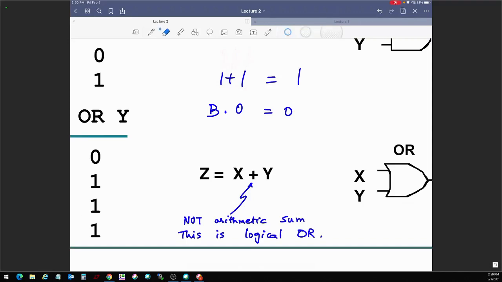Because in arithmetic algebra, things could take a value anywhere between 0 to 9. Now we are in the binary world, so we are going to limit the Boolean variables to be either a 0 or a 1. All right, so I hope that helps.